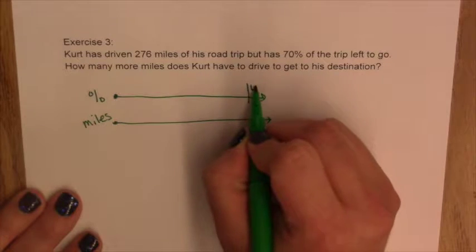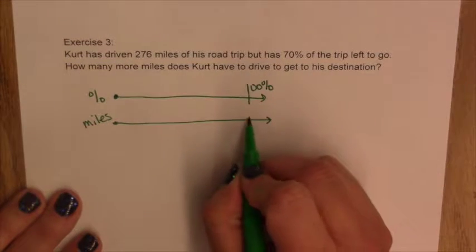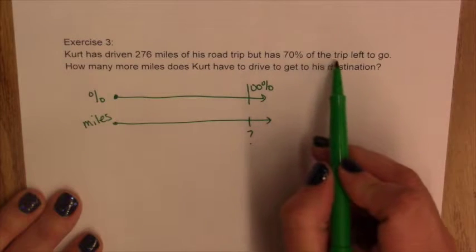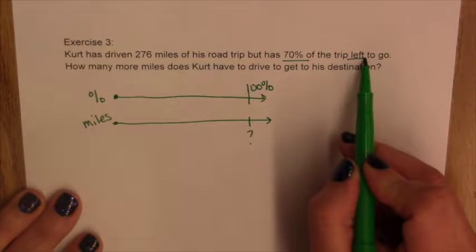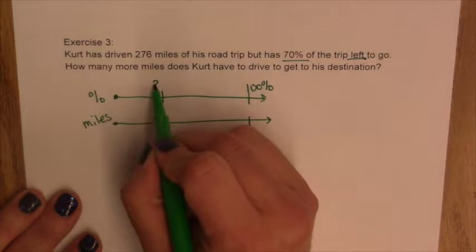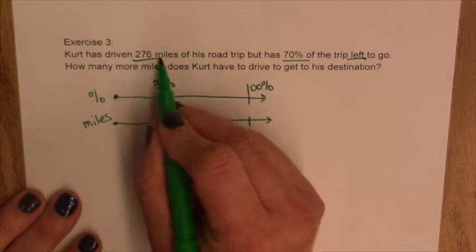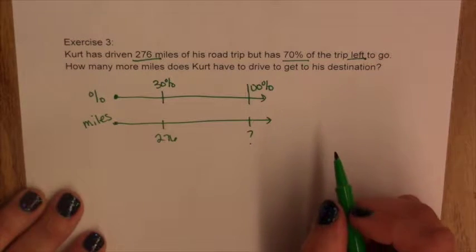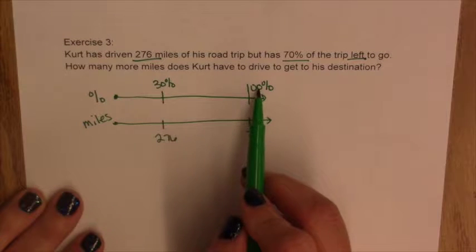So 100% would be his entire trip, and we don't know what that is. We do know that he has 70% left to go. So that means he's only driven 30%. So that would be his 276 miles. So am I looking at 30 and 100?